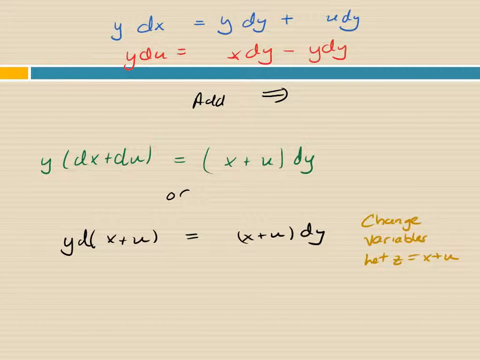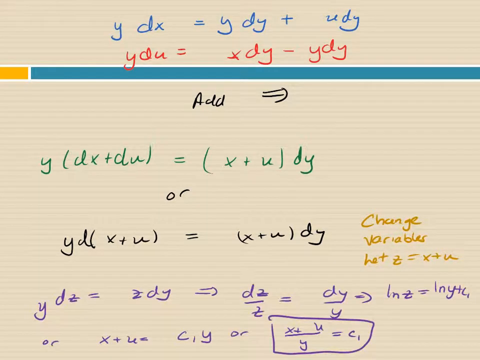So what you can do is change variables. Let z be x plus u. And then you have an equation now that's separable and solvable. So you get x plus u over y is equal to c1.